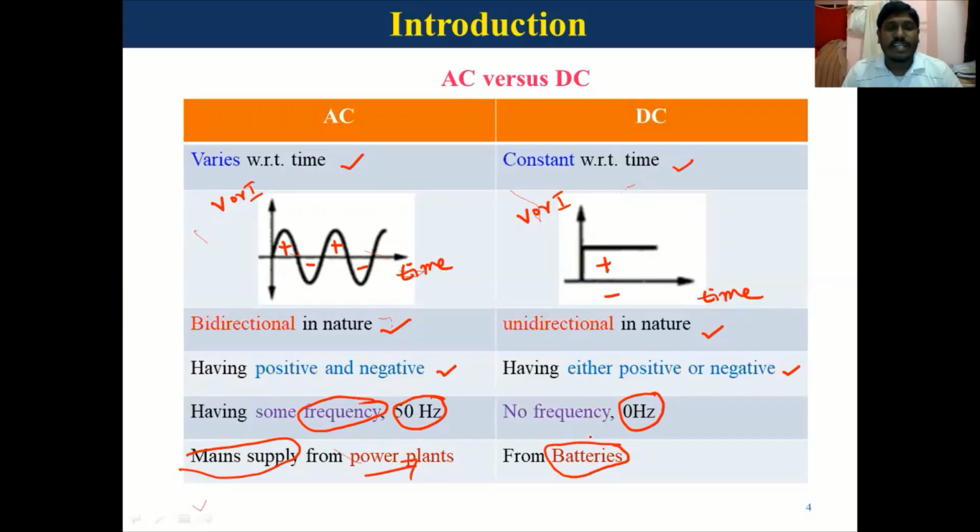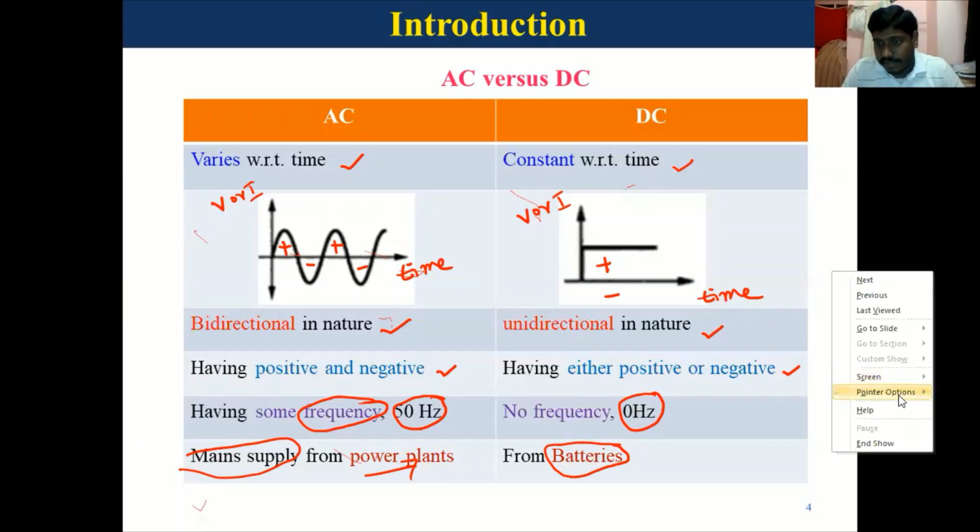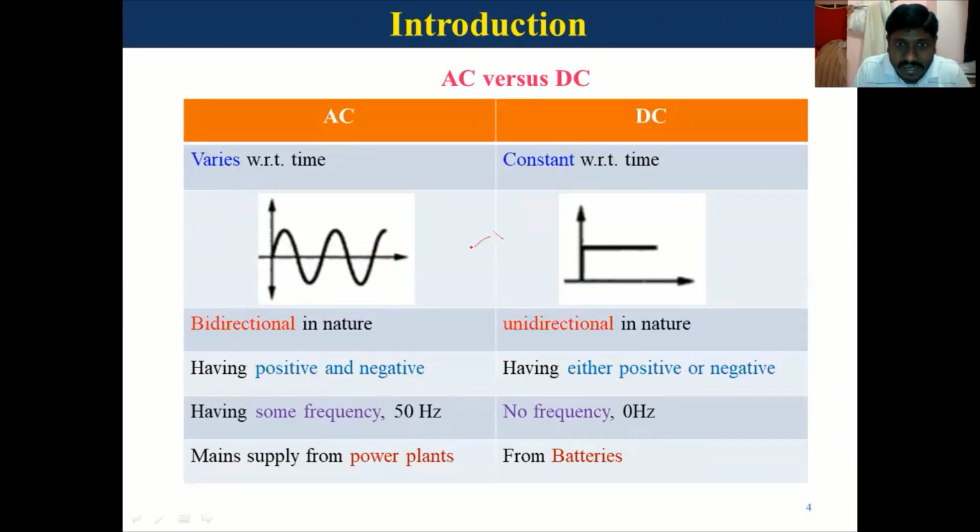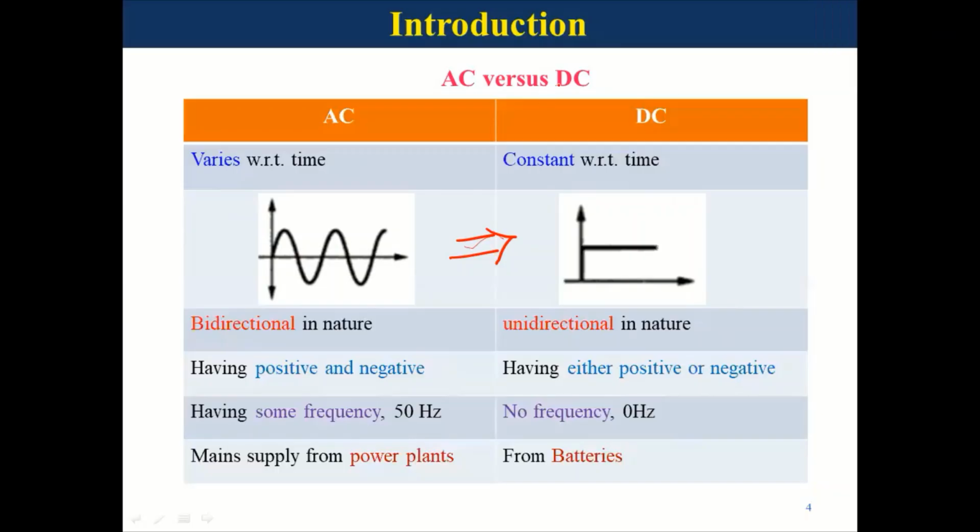And in this unit, I'm trying to convert the bidirectional AC signal into the unidirectional DC signal. This is the bidirectional AC. That bidirectional AC I am trying to convert into unidirectional. So for this conversion, we need three very important circuits: rectifiers, filters, and the regulators. And regulator is not included in our syllabus. So we will cover only rectifiers and the filters.